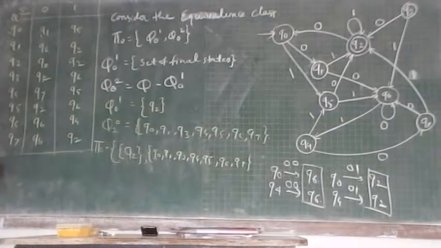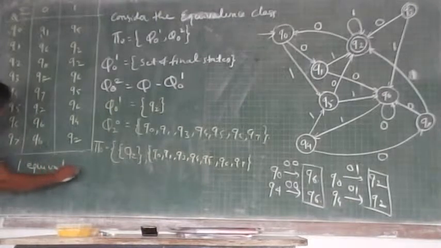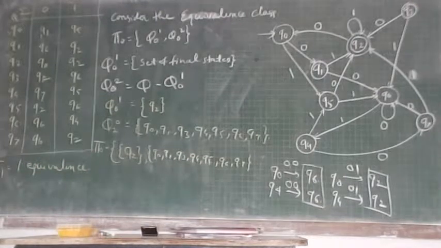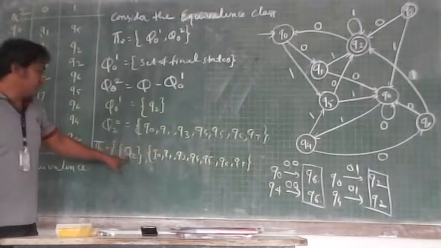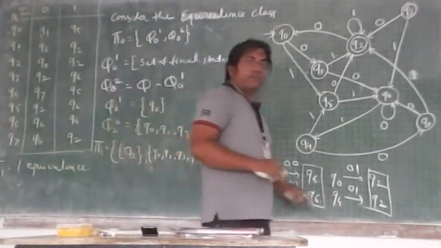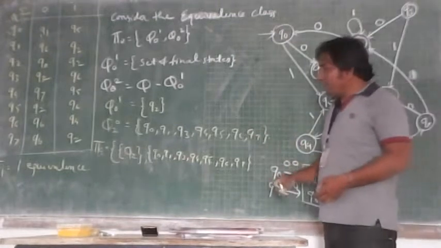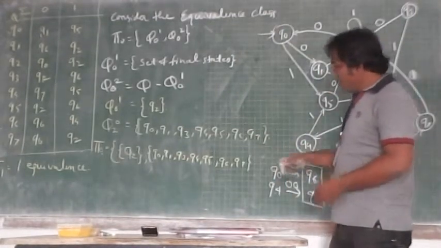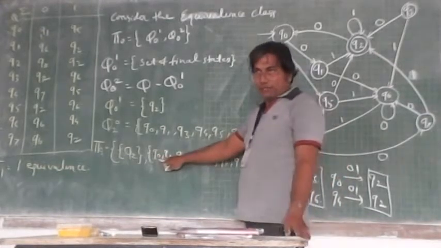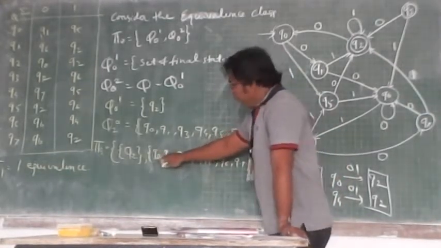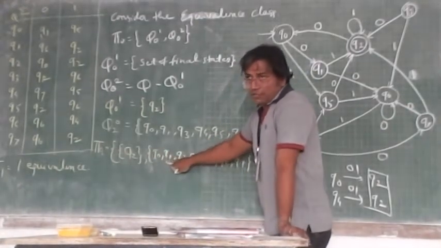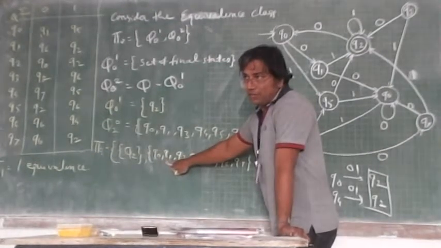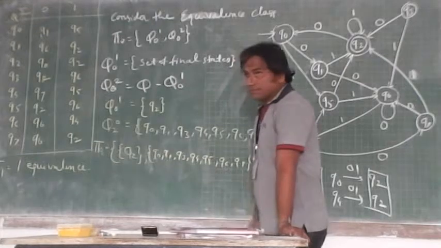Next, I need to find phi 1, the one equivalence. Phi 0 means zero equivalence. In zero equivalence, the set of final states and the set of non-final states form the classes. Now I need to find phi 1. So from Q0, for a string of length 1, where do we go? From two particular states, for a string of length 1, do you reach a final state or non-final state? That we need to check.